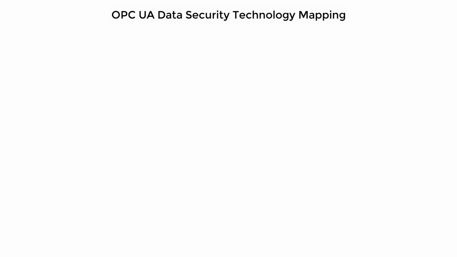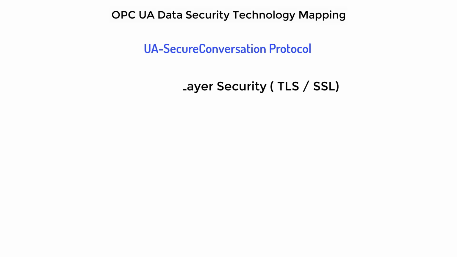Now, let us go deeper for a brief moment to understand how the UA-SecureConversation Security Protocol performs the encryption of the actual bytes that get placed on the transportation medium for transmission. First of all, how did the UA-SecureConversation Protocol come to be? Couldn't the Foundation use the tried and tested security technologies such as TLS or SSL?